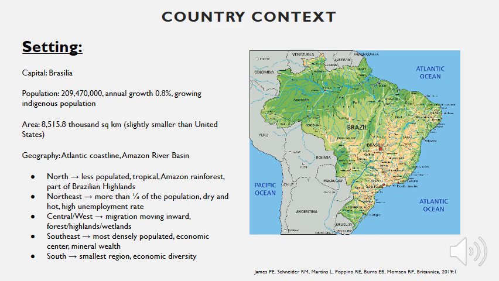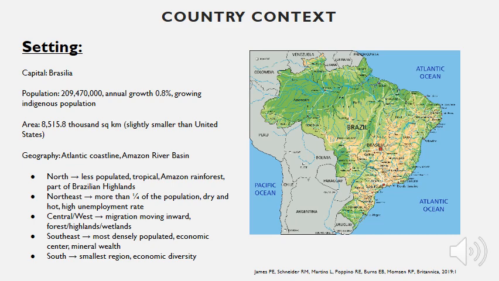The geography of Brazil is quite diverse. There's over 4,600 miles of Atlantic coastline. It's also the home of the Amazon rainforest and the Amazon River basin. It is split into 5 geographic regions. The north, which is less populated, is the Amazon rainforest area, so it's a lot more tropical.